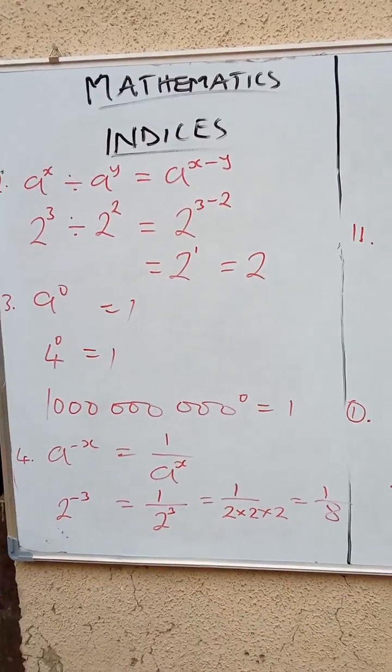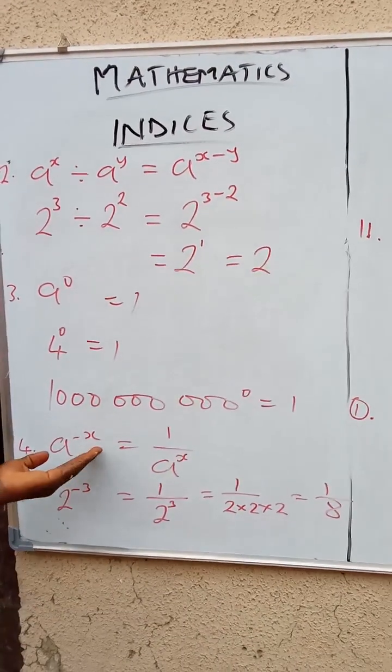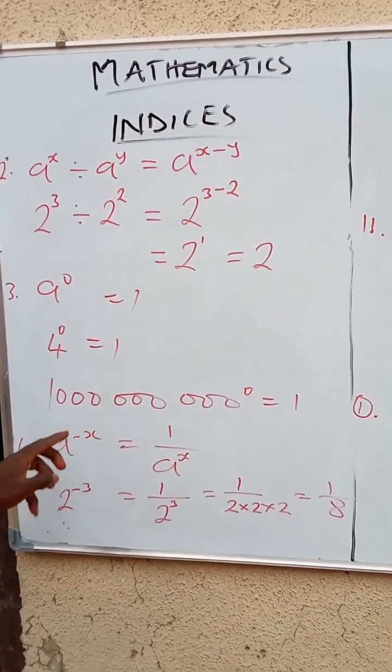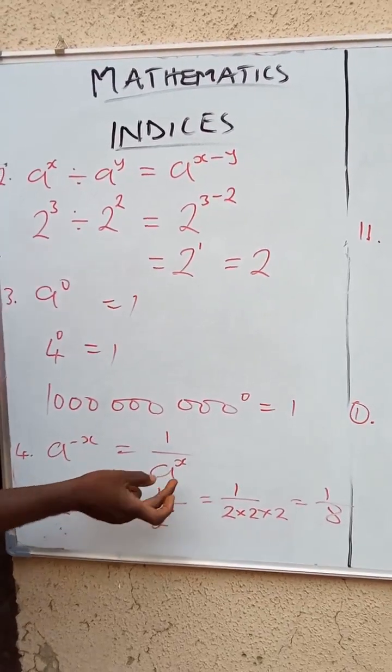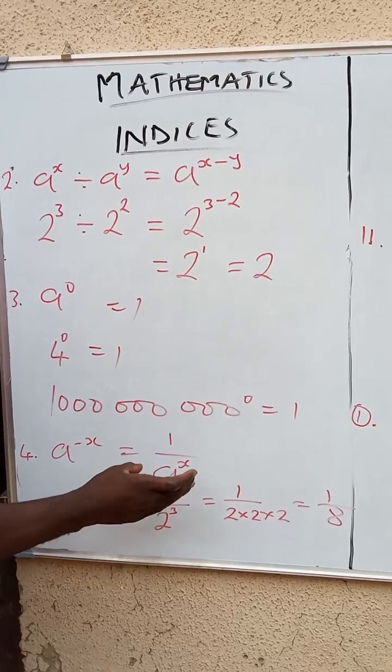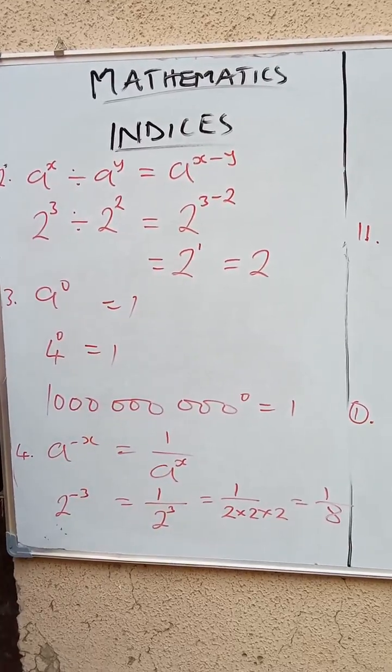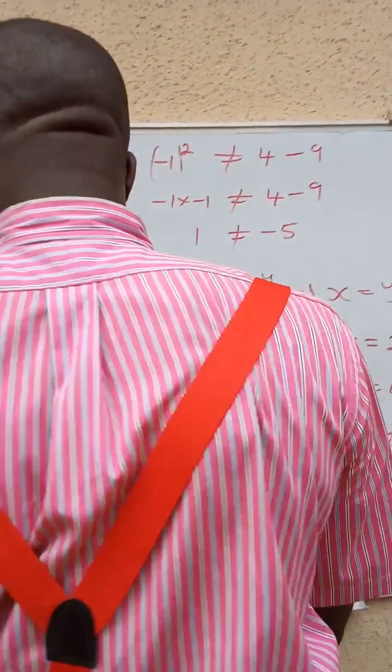Now, do you know what this means? In case you have a negative number in this way, the only way you can remove this minus is to put it like this. Indices make this possible for us. So that is the fourth one.